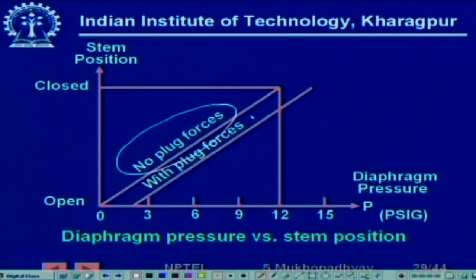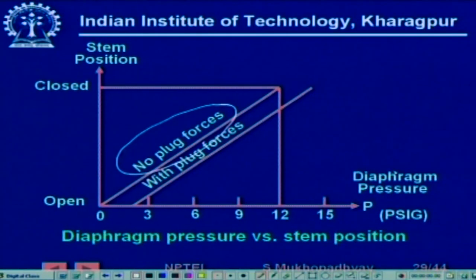Stem position to flow characteristic is essentially guided by the construction of the valve and the applied delta P. On the other hand, the diaphragm pressure applied to stem position is essentially affected by how much force is actually acting on the stem. So, when you have high plug forces, then this stem position to diaphragm pressure characteristic gets shifted, right.